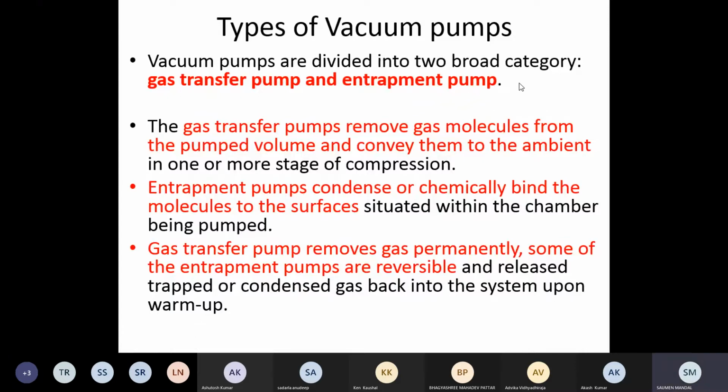This entrapment pump condenses or chemically binds the molecules to the surface, and the gas transfer pump removes gas permanently. Some of these entrapment pumps are reversible, releasing the trapped or condensed gas back into the system upon warm up. So for some pumps the function is reversible, but in the majority of pumps the work is irreversible. Once the gas is going out, it will not bring the gas in.